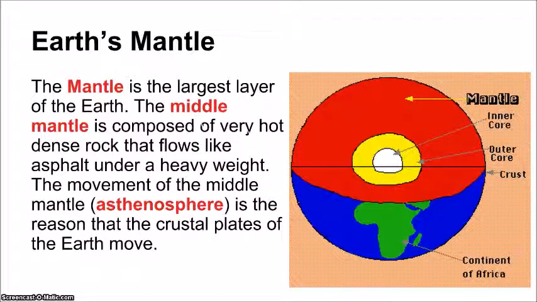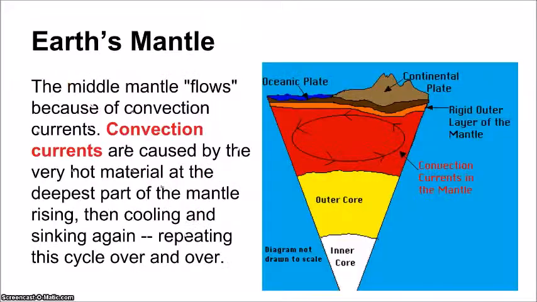Earth's mantle is the next layer. Okay, so the next layer is Earth's mantle. This is the largest layer of the Earth, and it's very hot and dense, and it flows like asphalt. And this movement, like we were talking about, is the reason that the lithospheric plates on Earth are moving. So it flows because of these convection currents, like you saw in the little short video.